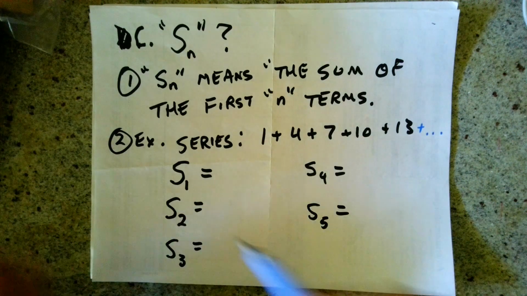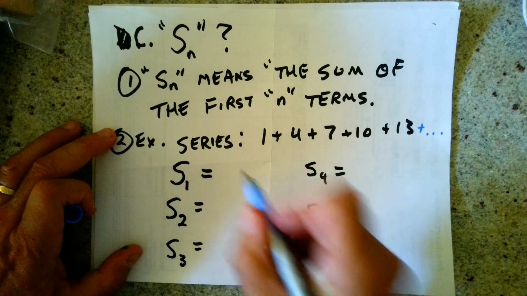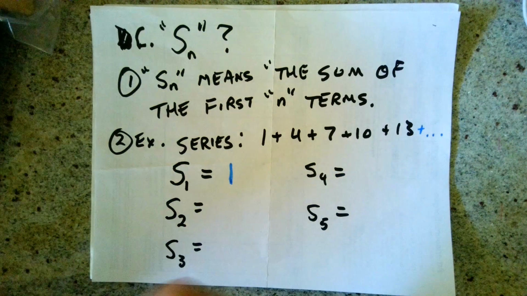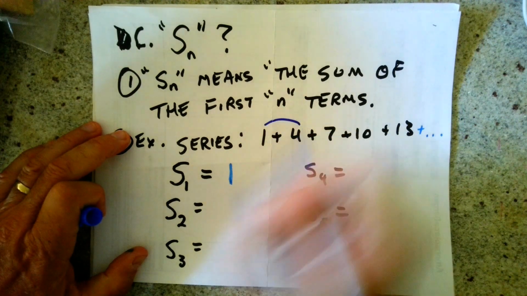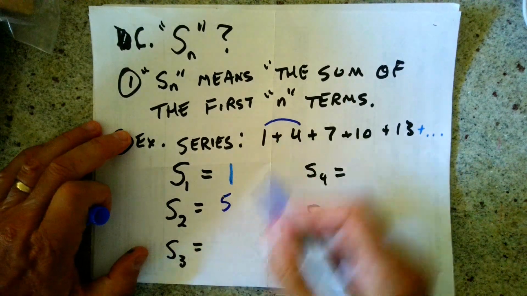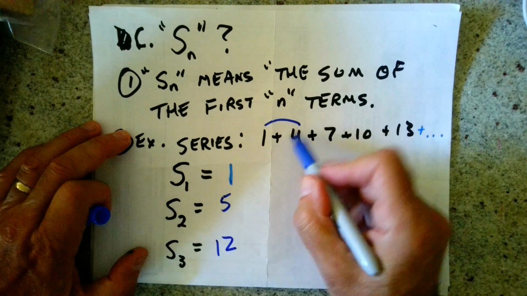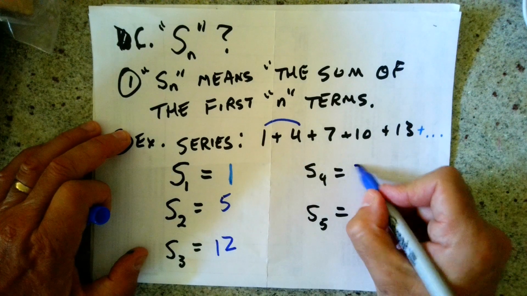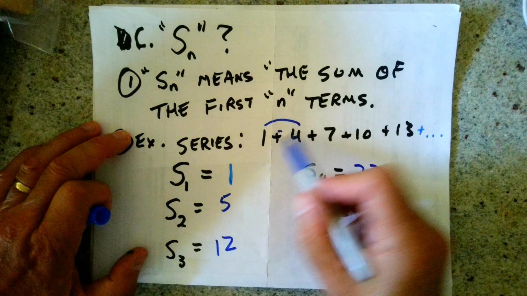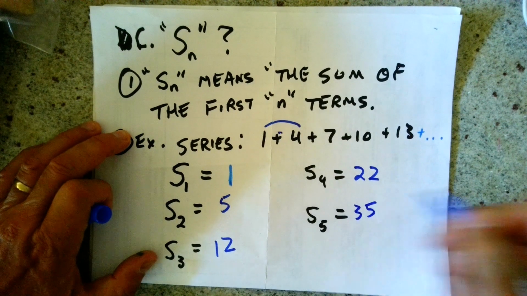S1 would mean add up all the terms going up to the first term. So that's just 1. S2 means add up the first 2 terms. So that's 1 plus 4. That's 5. S3 means add up the first 3 terms. So that's 12. S4 would be 1 plus 4 plus 7 plus 10. So that'd be 22. And S5 would be the first 5 terms added together. So that would be 35.